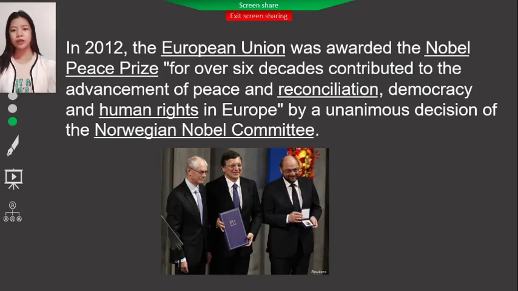In 2012, the European Union was awarded the Nobel Peace Prize for over six decades of contribution to the advancement of peace and reconciliation, democracy, and human rights in Europe, by a unanimous decision of the Norwegian Nobel Committee.